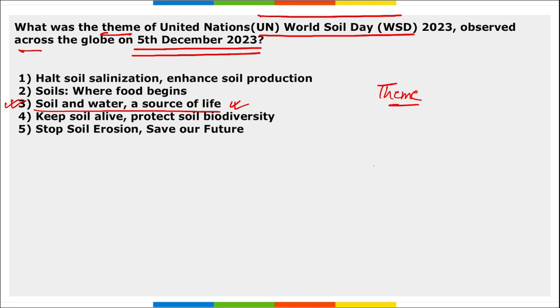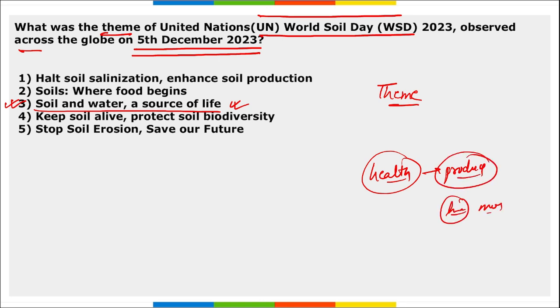Correct? And this day is observed basically to create awareness about the health of soil, because if the health is good, then the produce that we will be getting out of it will be healthy, right? More produce we will be getting, the quantity will also increase, even the quality will increase. But if the soil health is poor, then we will be getting less produce out of it.